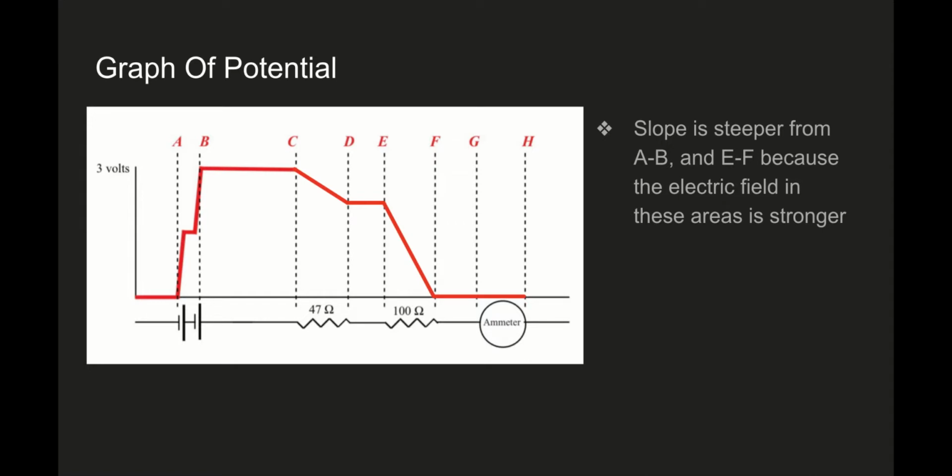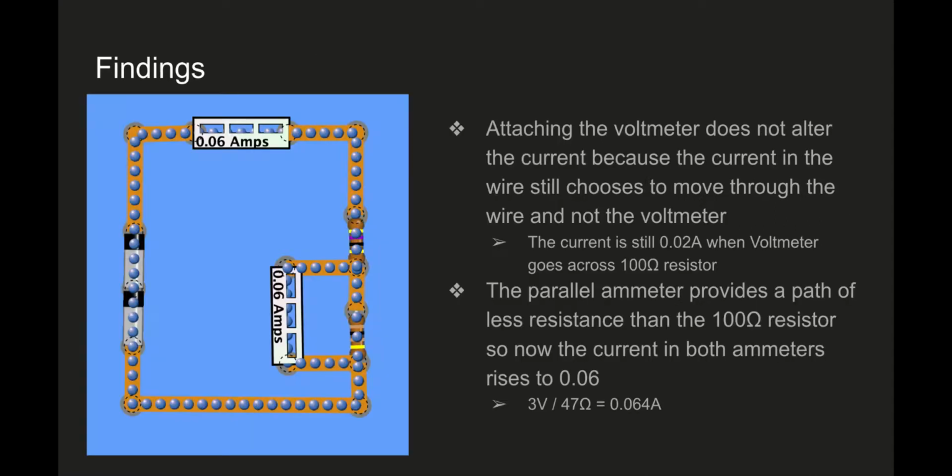Here's a graph of potential I made. You can see the locations of the circuit below, and the zero slope or flat lines show that there's no potential difference, and the steeper slopes between A and B and E and F are due to the electric fields in these areas being stronger. And as you can see, after F, the potential goes back to 0 and loops back to A.